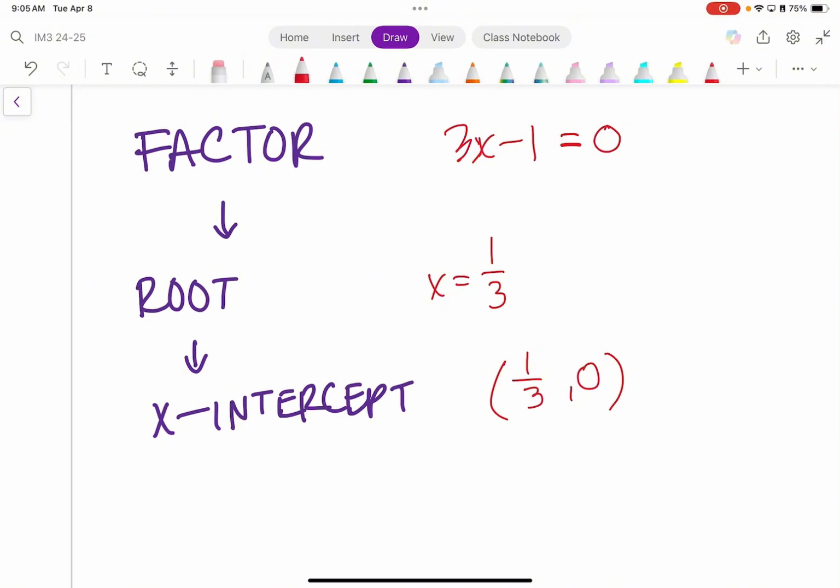However, all three of these are exactly the same thing. They represent the same thing. An x-intercept is the same as a root. A root is the same as a factor. They are the same exact thing. And the reason why I'm going over this is because in the notes, I'm going to talk about a factor, a root, and an x-intercept, and you'll see what I mean.